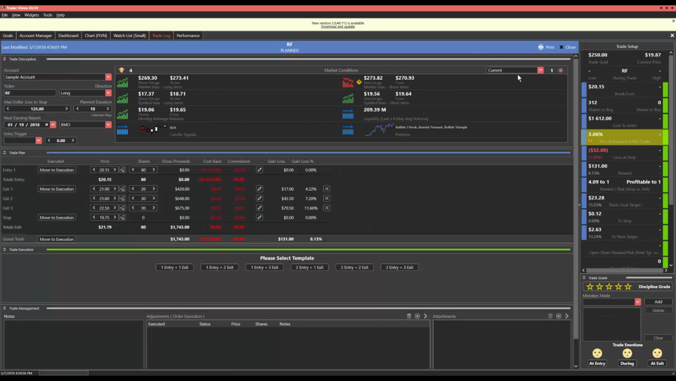You'll notice right here, if you can see my cursor moving, I've got a drop-down box. This is the current view. After I enter a trade, there are additional views, so that when you come back to this trade record, you can see what the market conditions were, current day, at the time of entry, and at the time the trade was closed. So you get multiple views. So until you enter, yes, it updates. And then after that, when you're looking at the trade, it depends on what you want to look at.